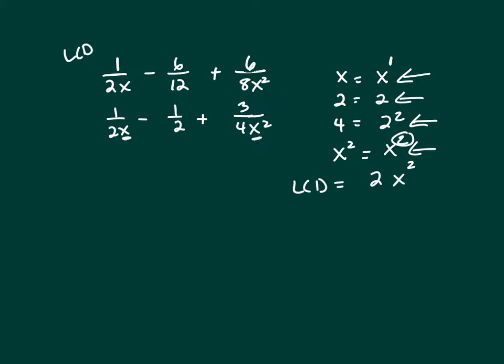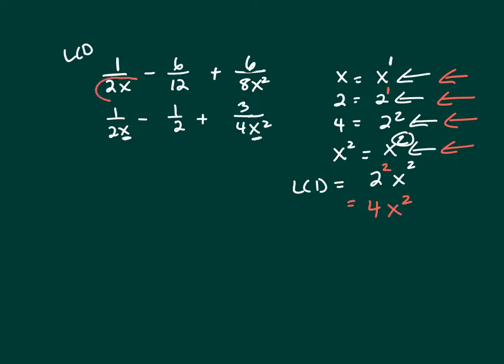Now look at your factors of 2. How many 2's do you see here? 0. How many here? 1. How many here? 2. None here. What was the most you said? 2. So your LCD would be 4x squared.